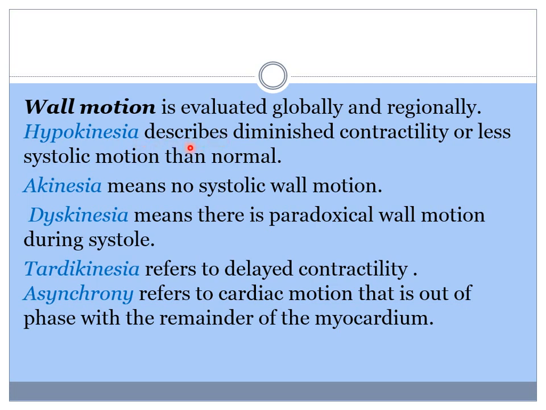We have hypokinesia that describes diminished contractile or less systolic motion than normal. Akinesia means no systolic wall motion. Dyskinesia is paradoxical wall motion during systole. Tardokinesia refers to delayed contractility. Asynchrony refers to cardiac motion that's out of phase with the remainder of myocardium.